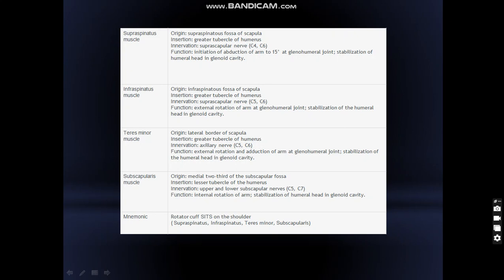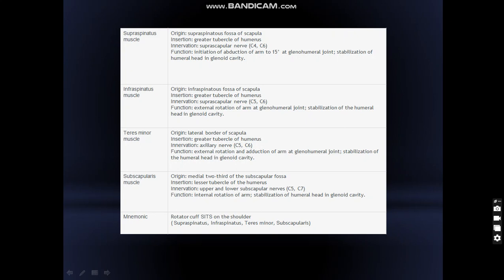Infraspinatus muscle. Origin, infraspinatus fossa of scapula. Insertion, greater tubercle of humerus. Innervation, suprascapular nerve C5 C6. Function, external rotation of arm at glenohumeral joint. Stabilization of the humeral head in glenoid cavity.